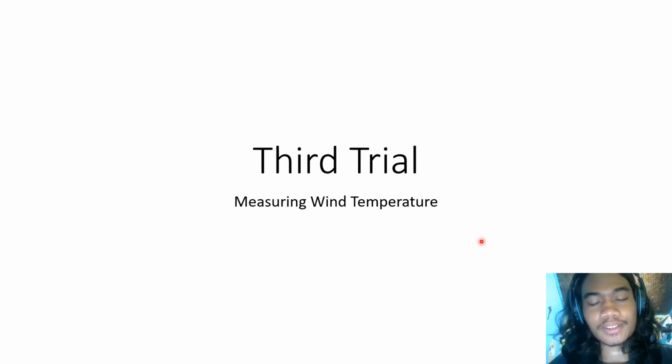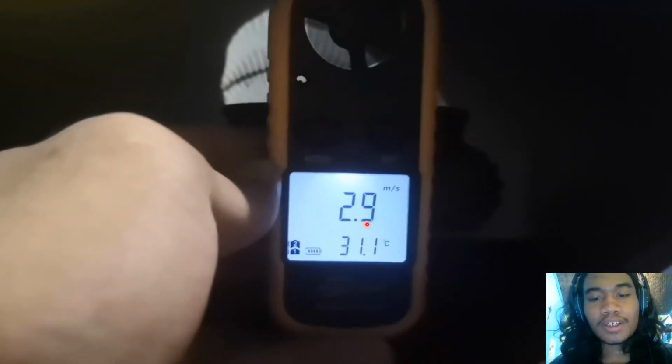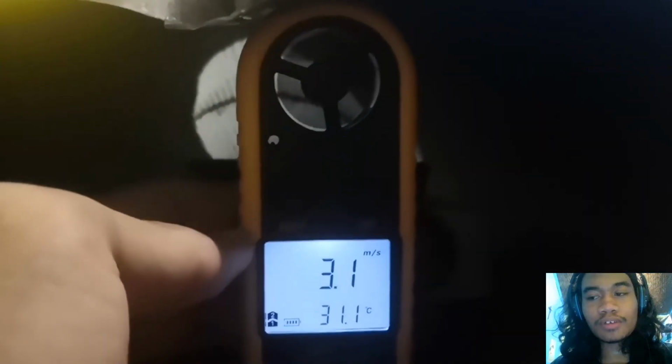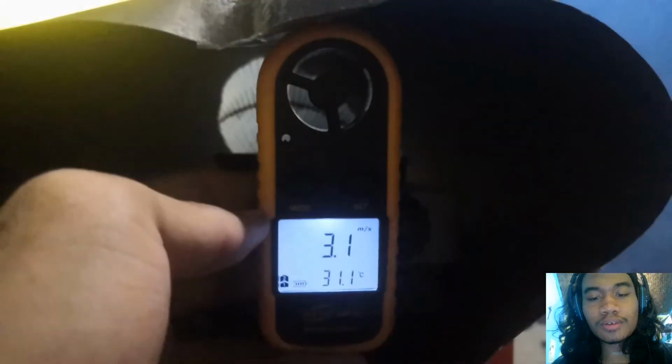And for the third trial, again we measure the wind velocity and the temperature. This is the wind velocity. Again, it has highs and lows, but most of the time the anemometer told us that the wind velocity is around 3.1 meters per second here.